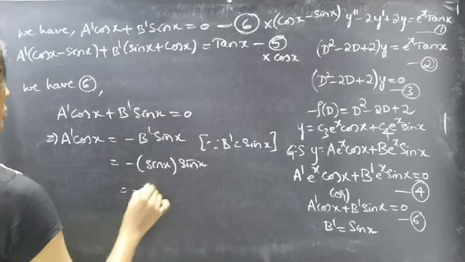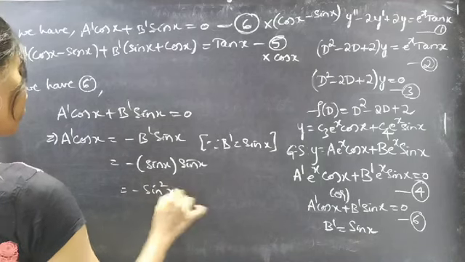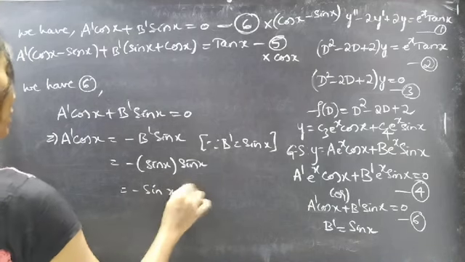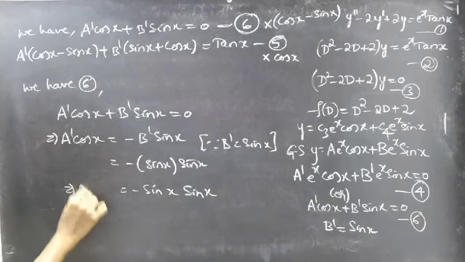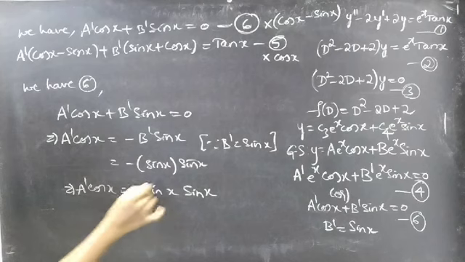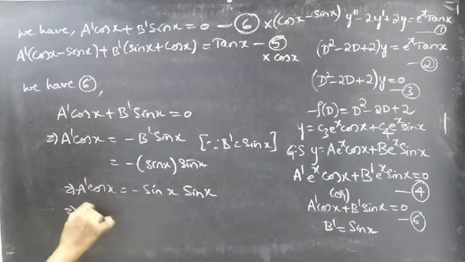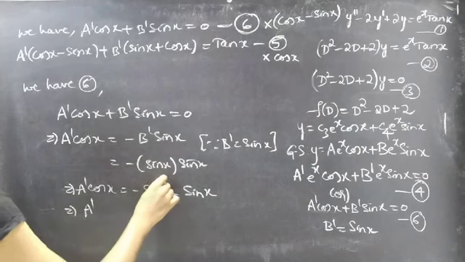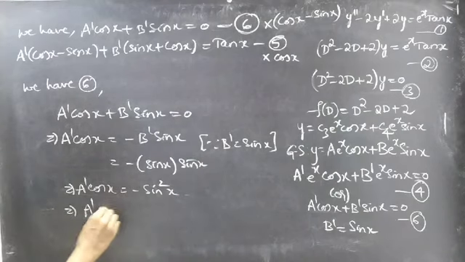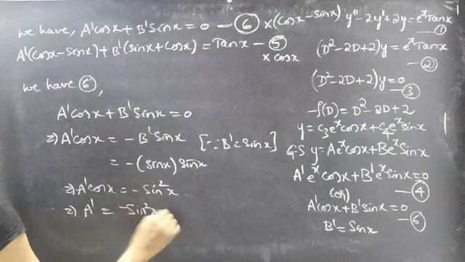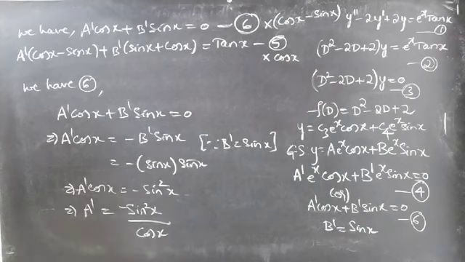Right? This gives us minus sin square x, or better, sin x into sin x. Now we are having A dash cos x equal to minus sin x into sin x, or just write sin square x. Now you'll get A dash equals to minus sin square x by cos x.